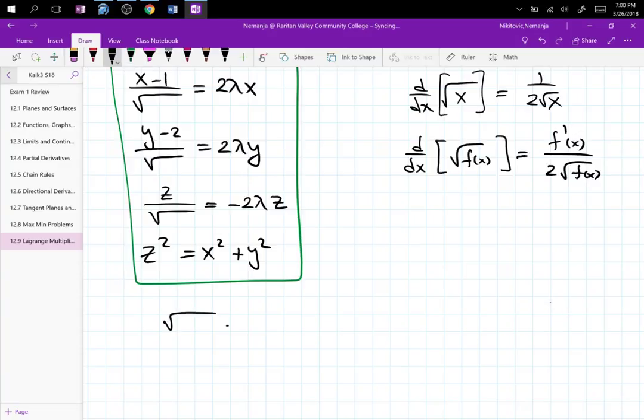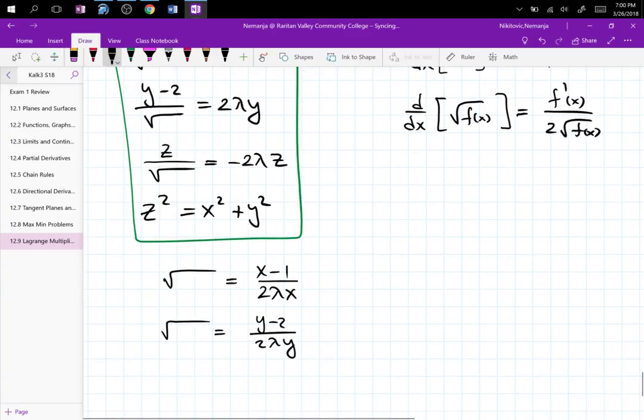square root is equal to x minus 1 over 2 lambda x. Square root is equal to y minus 2, right? Second equation, 2 lambda y. And the third equation, square root is equal to, and now we have z over negative 2 lambda z.